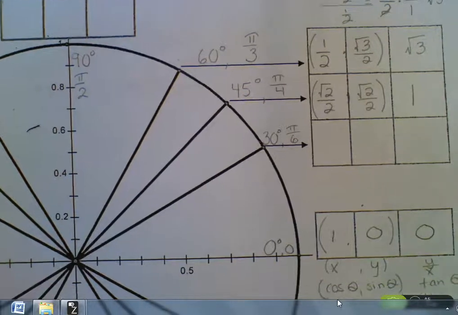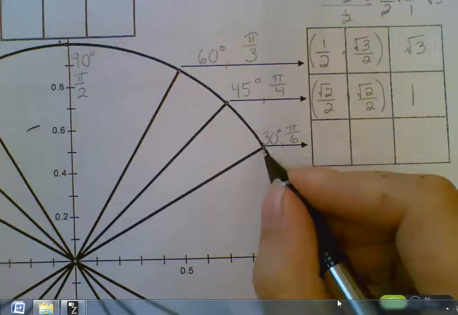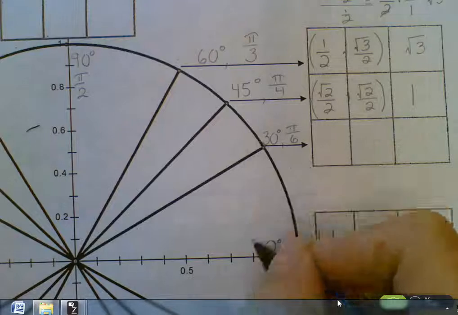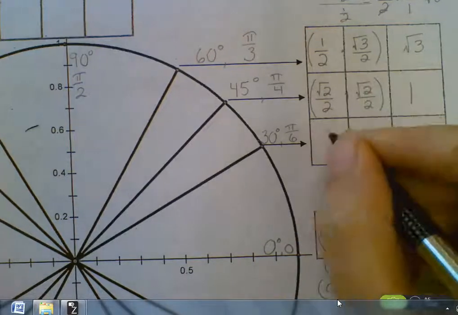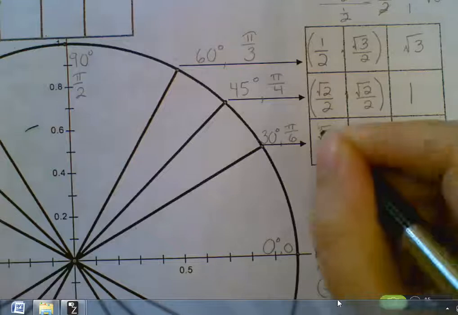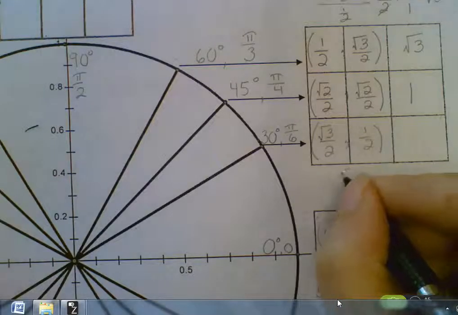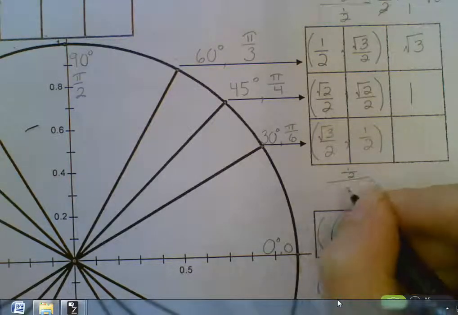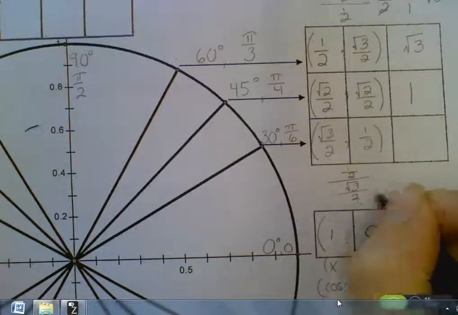Alright, if we go back down here to 30 degrees, our triangle has just been flipped around. So we're just going to flip these ordered pairs. So it's the square root of 3 over 2, comma 1/2. And we're going to need to find out what tangent is again. So it's y, which is 1/2, divided by x, so the square root of 3 over 2.